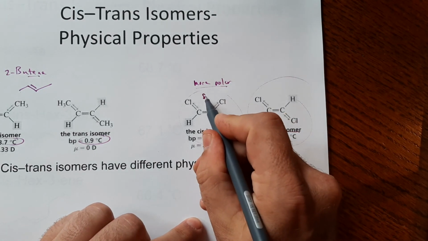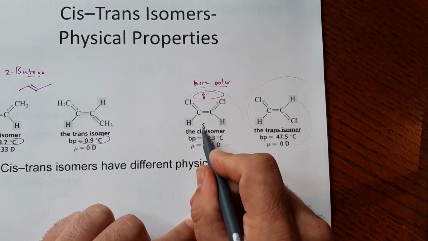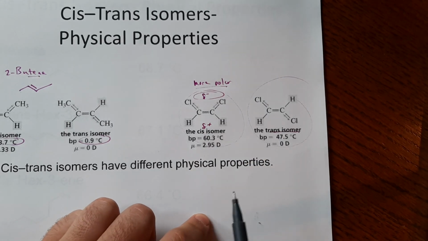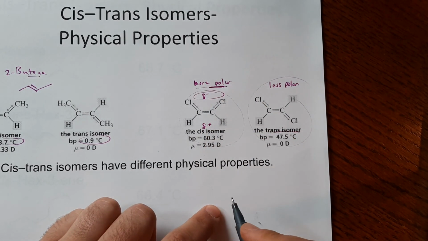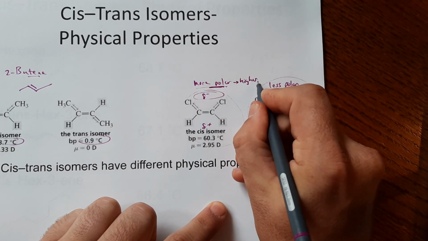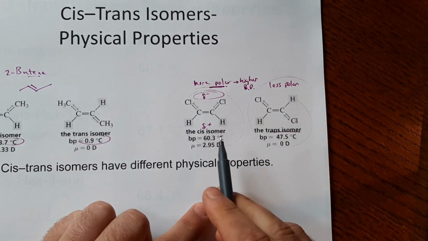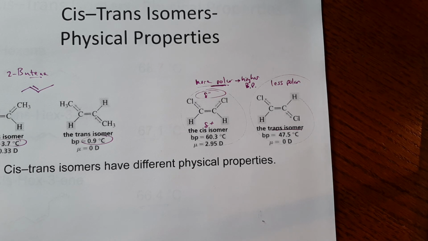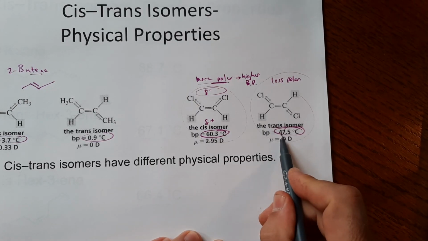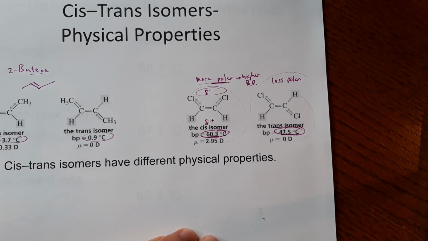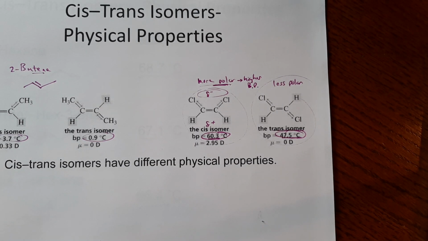The partial negative is going to be much more on this side of the molecule, and then the partial positive on this side of the molecule. And this one, of course, less polar. So anytime you have something being more polar, that leads to a higher boiling point. And in this case, because it's something like chlorine that has a much stronger electronegativity, you see a significant increase from 47.5 degrees Celsius up to 60.3 degrees Celsius. That would be even more pronounced if the groups were something like alcohol groups or something like that. So that's it. That's physical properties of alkenes.